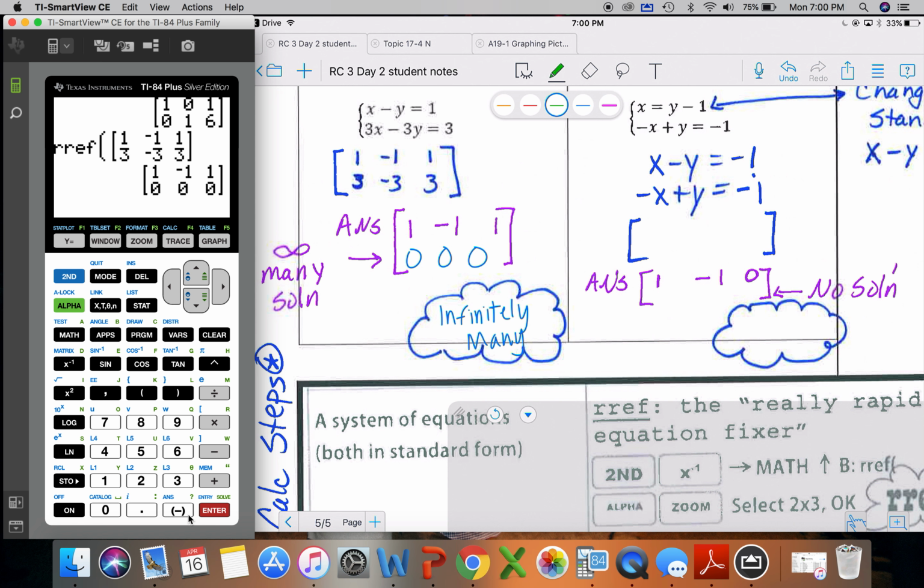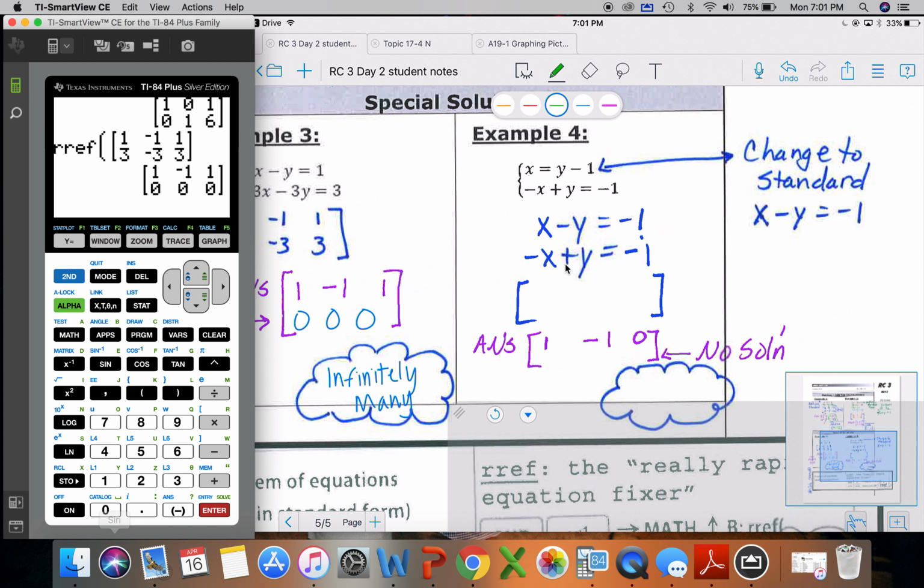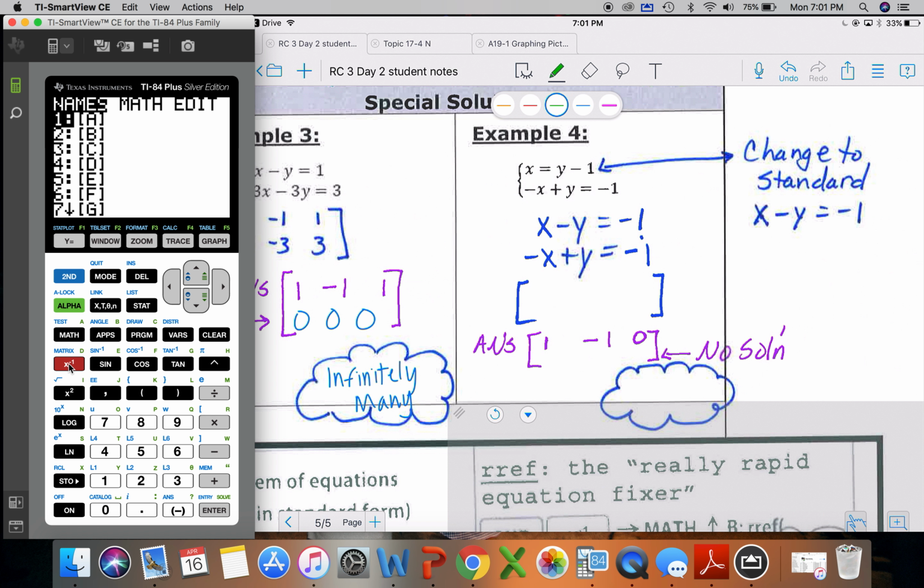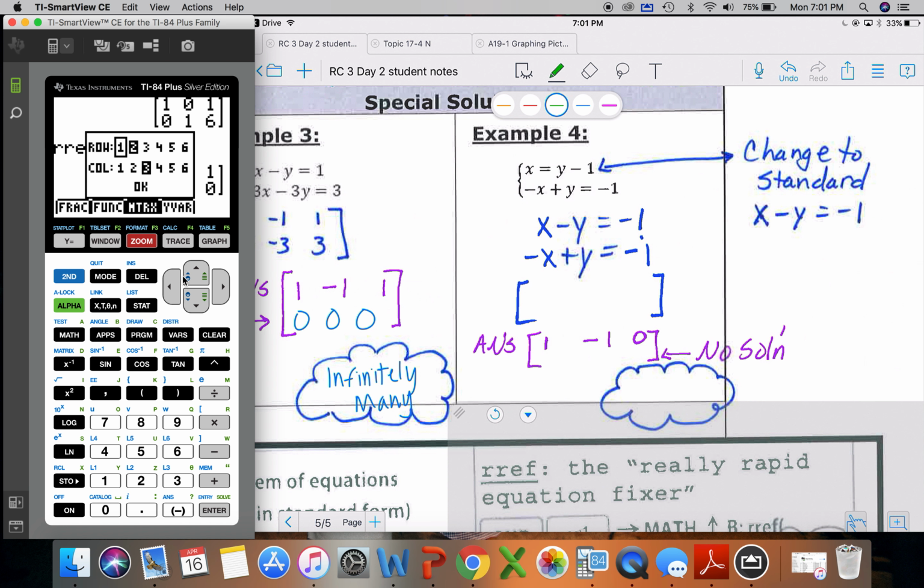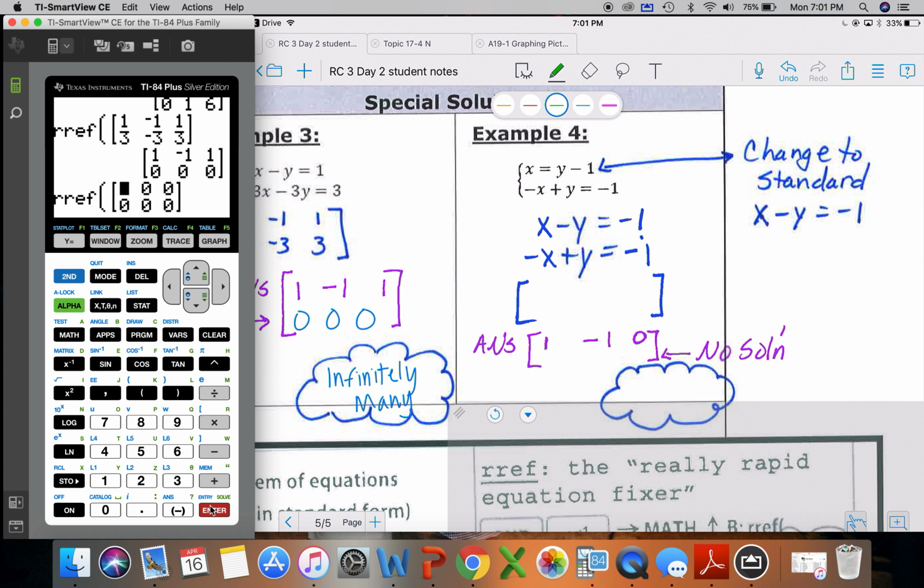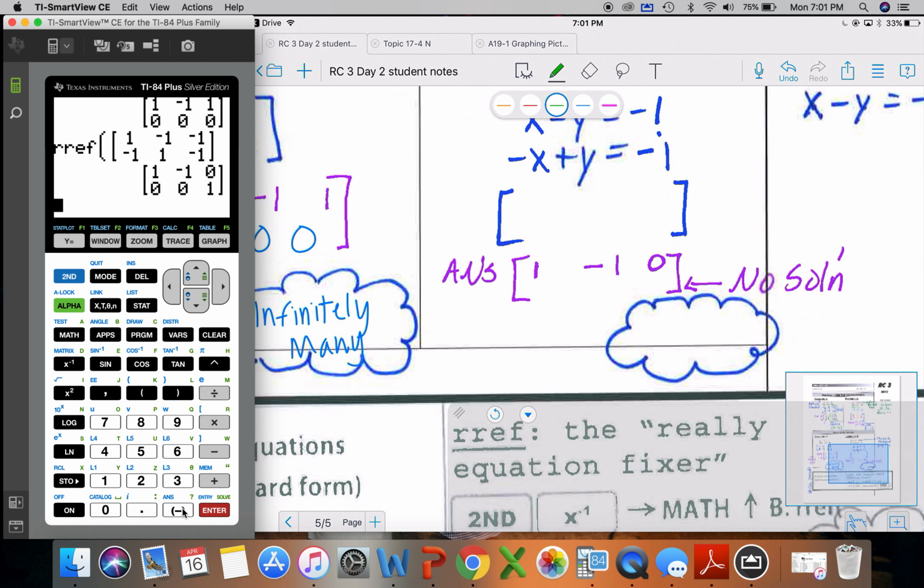All right, and then the last piece, one more time over here, we change this one to standard form. We move the y to the other side so it becomes negative. Second matrix, math, really rapid equation fixer, enter, alpha zoom, okay, 1, -1, -1, -1, 1, -1. When I click enter, the bottom row on the answer is 0, 0, 1, which means there are no solutions.